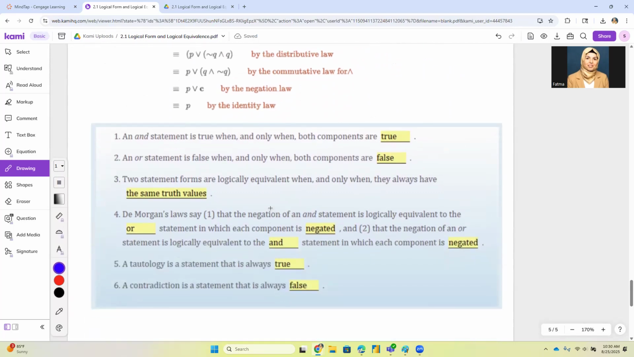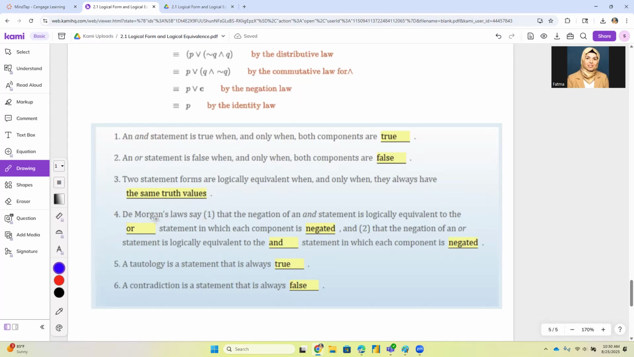If we summarize this section 2.1, an AND statement is true when and only when both components are true. An OR statement is false when and only when both components are false. Two statement forms are logically equivalent when and only when they always have the same truth values. So logically equivalent means they have the same truth table.